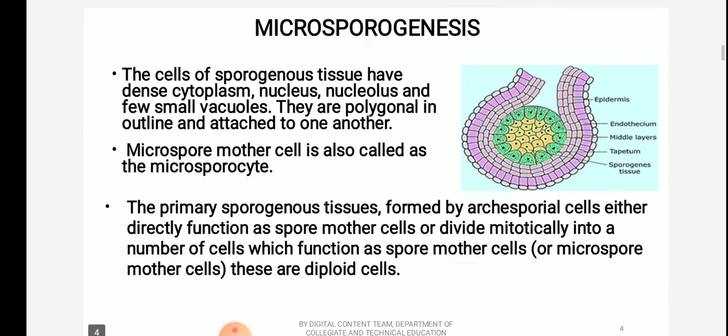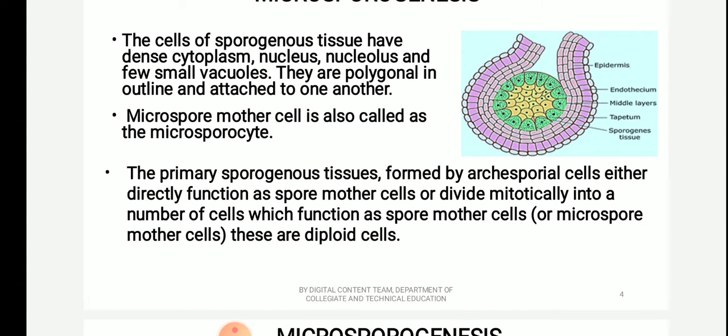dehiscence of the anther. So, dear students, microsporogenesis takes place inside the sporogenous tissue, and the sporogenous tissues will undergo meiosis and they will form the microspores. So let us take up the functions of the sporogenous tissues in detail. The cells of the sporogenous tissue have dense cytoplasm, nucleus, nucleolus and few small vacuoles. They are polygonal in outline and attached to one another.